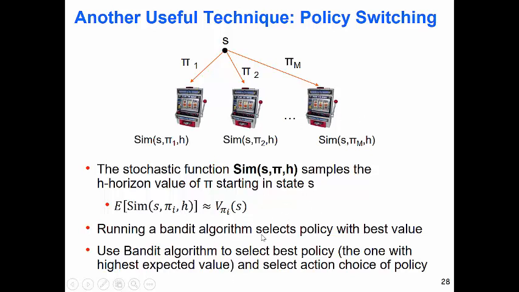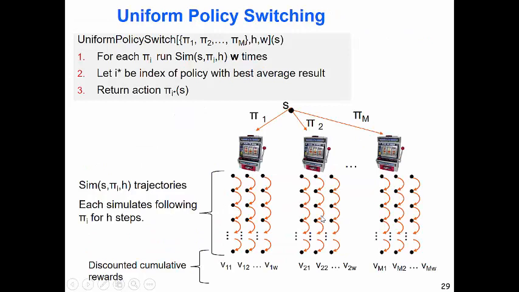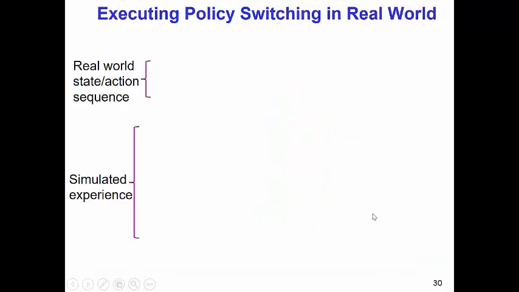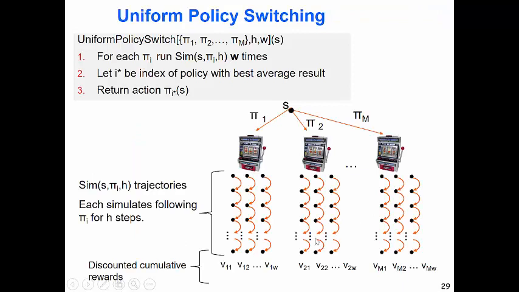So what we're going to do is, basically, so this is just showing you the uniform bandit. We find the best policy, and we take the action that the best policy says to take in that state. We get to the next state, we find the best policy, we take the action that that policy says to take in the state. Okay? And this is showing you the uniform bandit approach where you're sampling each policy the same number of times, but you could use any bandit algorithm you want here.